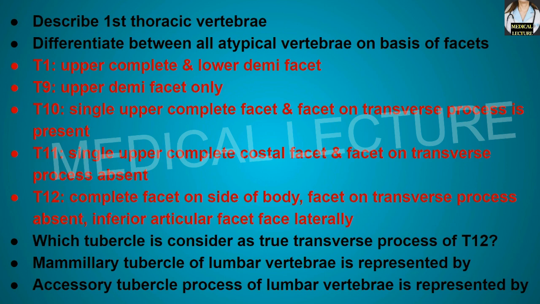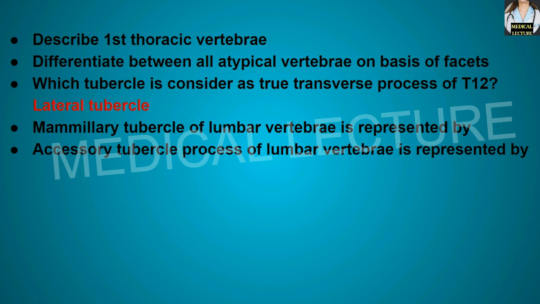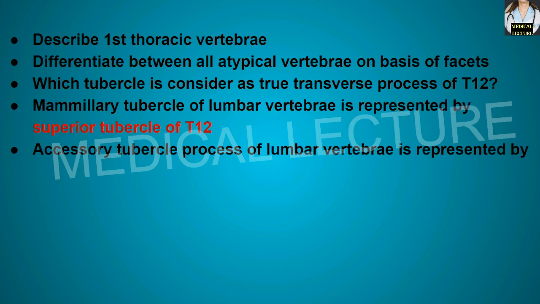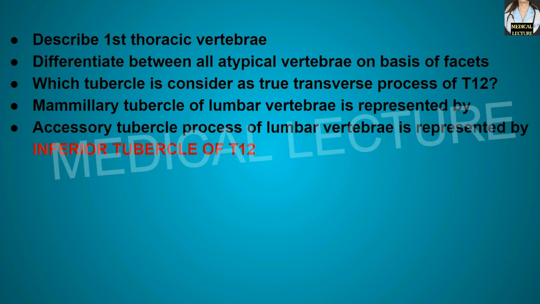Which tubercle is considered as the true transverse process of the T12? The lateral tubercle is considered as the true transverse process of the T12. Mammillary tubercle of the lumbar vertebra is represented by the superior tubercle of the T12. Accessory process of the lumbar vertebra is represented by the inferior tubercle of the T12.